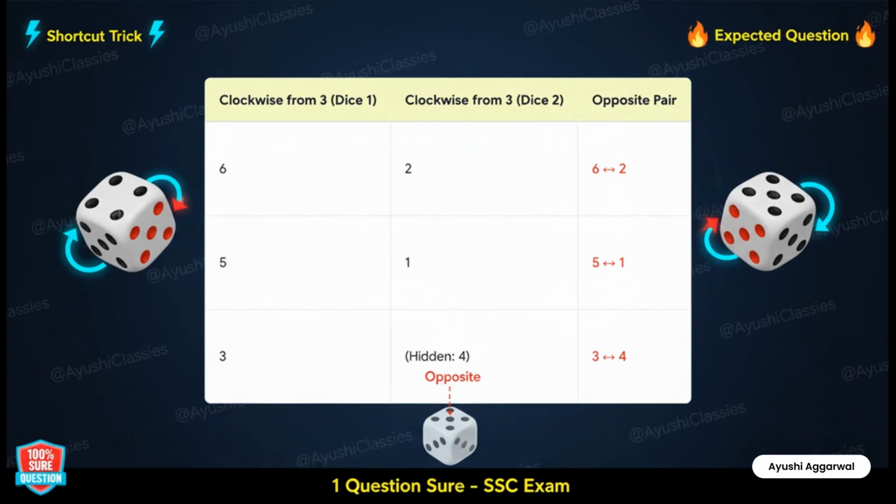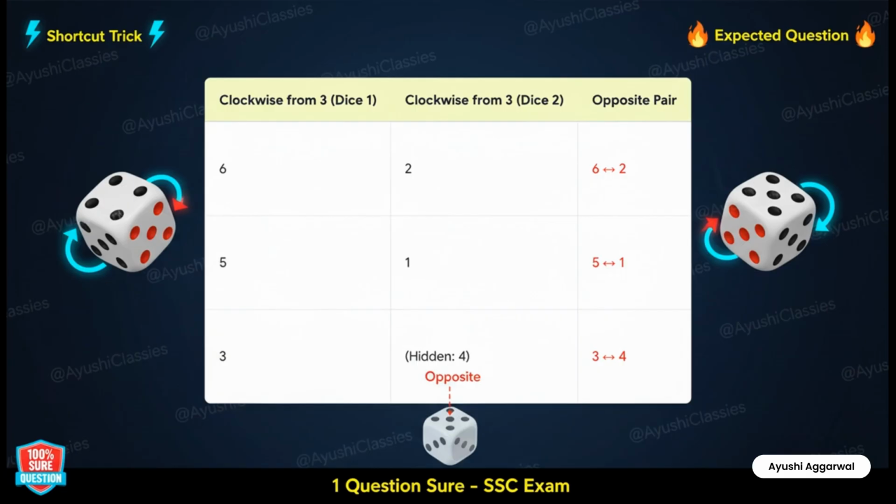And you can see the result of this clockwise rule right here in this table. In the first dice, if you go clockwise from 3, you get 6. In the second dice, you get 2. So what does that mean? It means 6 and 2 are opposites. Next, in the first dice, after 6 comes 5, and in the second, after 2 comes 1. Boom! 5 and 1 are opposites. Now what's left? The common number 3 and the hidden number, which has to be 4. So 3 and 4 are opposites. The question was, what's the opposite of 6? The answer is 2.